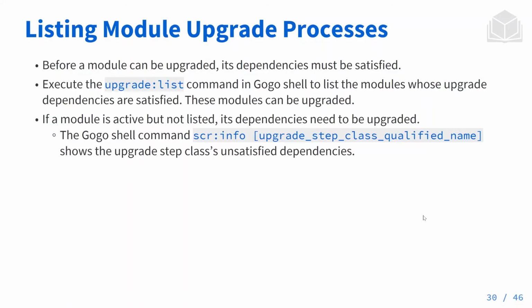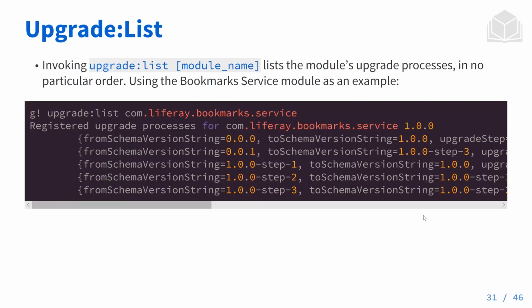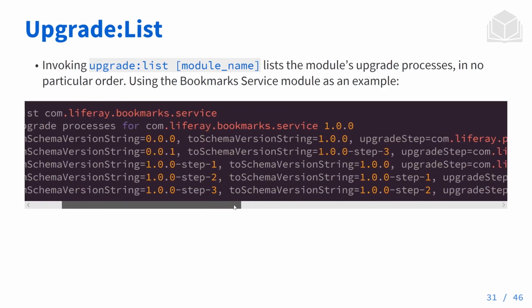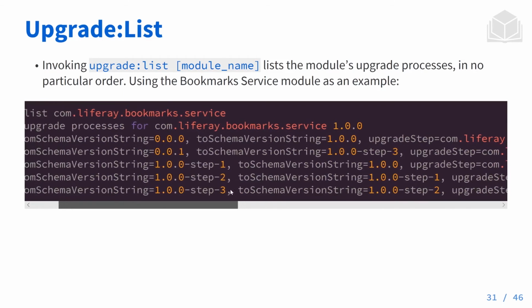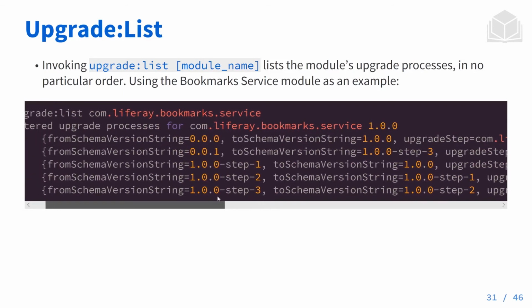Right? If you need a little bit more as to what's going on, what dependencies might be needed, you can do scrinfo and then the specific step that the module is going to be in. Right? It'll show you what's needed at the end of the day. So when you do something like upgrade:list followed by a specific module, you'll get something like this. So this is the output for the bookmarks service module. As you can see here, it might look a little confusing, right? So let's take a look and talk about what exactly is going on here.